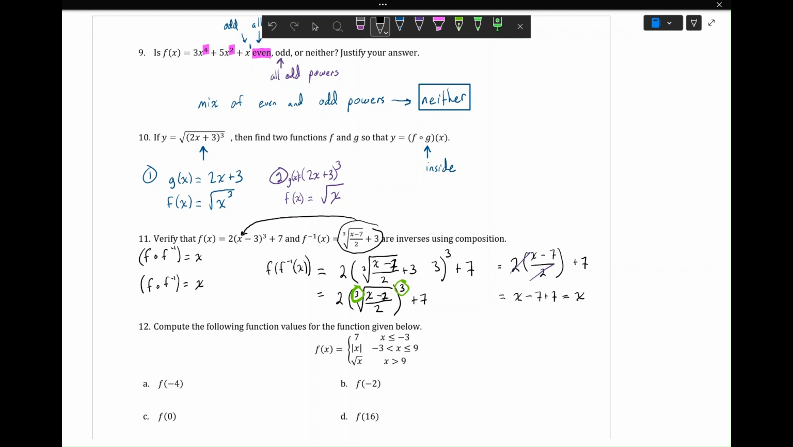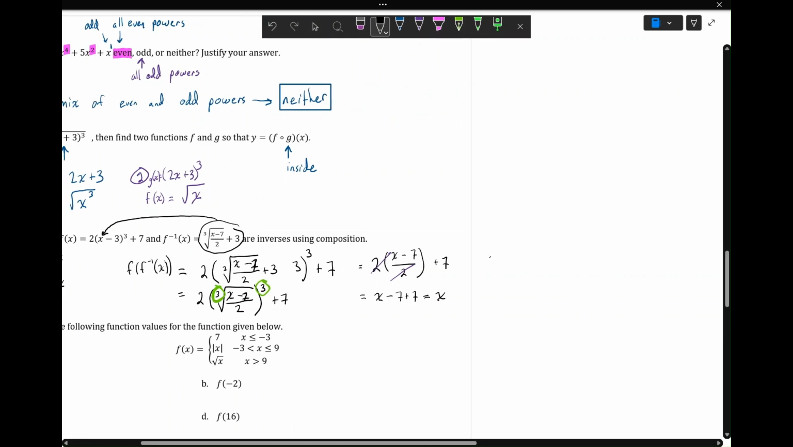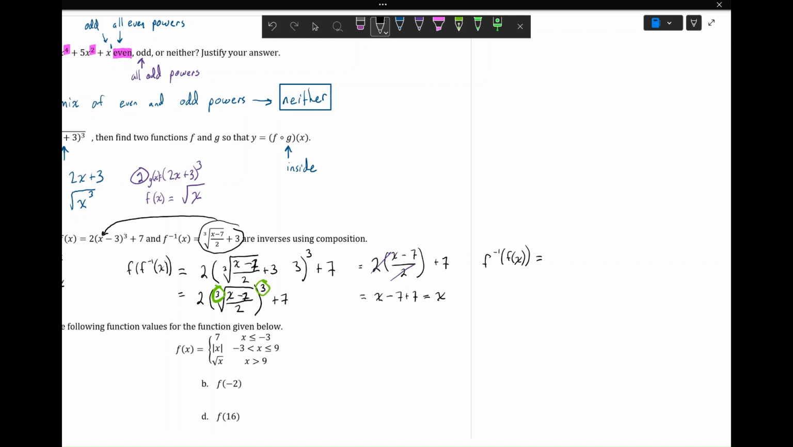All right, I'll now do it the other way. I'll do f inverse of f of x. So the cube root function is now on the inside. I'm going to replace its x with the cubic function. 2 times x minus 3 cubed plus 7, minus 7, over 2, plus 3. I notice right away that that 7 and negative 7 zero out. So I have the cube root of 2 times x minus 3 cubed over 2, plus 3.